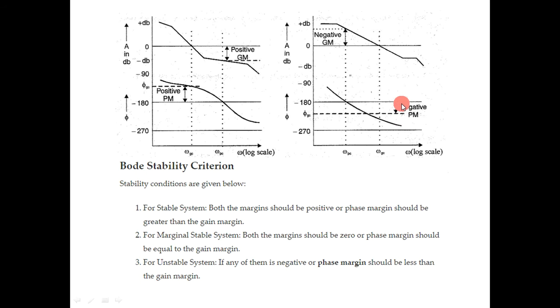Okay, so the Bode stability criterion. The stability conditions are given below. For a system to be stable, both margins should be positive, that is, the phase margin should be positive and the gain margin should be positive, and the phase margin should be greater than the gain margin. For a marginally stable system, both margins should be 0 and the phase margin should be equal to the gain margin. For an unstable system, either of them is negative, or the phase margin is less than the gain margin.